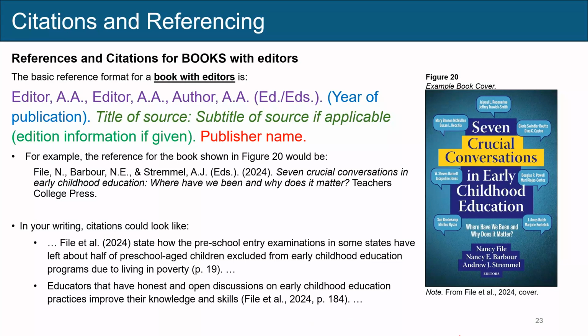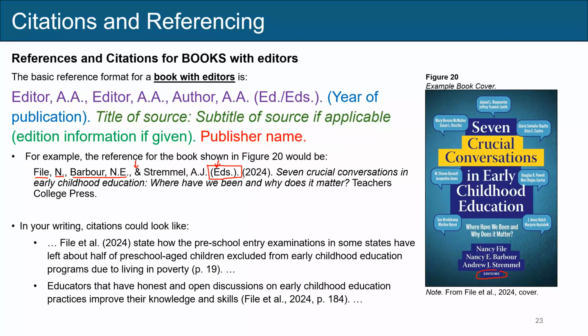So here I have 3 editors, and if they're editors, it's noted by their names somewhere. So I have Nancy File, Nancy E. Barbour, and Andrew J. Stremmel. So same thing, I take their last name, File, comma, N period. So that's Nancy File, Barbour, N.E., and then and Stremmel, A.J. The thing I need to add in my reference is Eds., and notice that this is a capital E now. So we have to be very careful if we capitalize or don't capitalize, because you'll notice on the other examples we've had editions. Editions is going to be lowercase ed. Editors will be uppercase Ed.